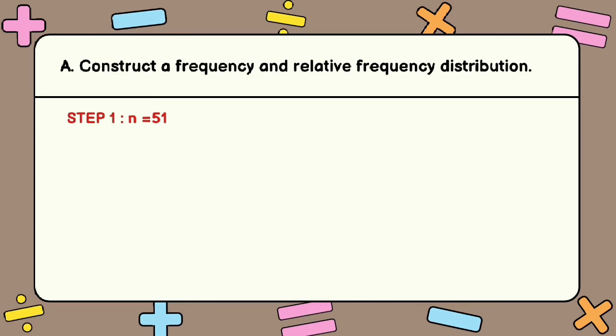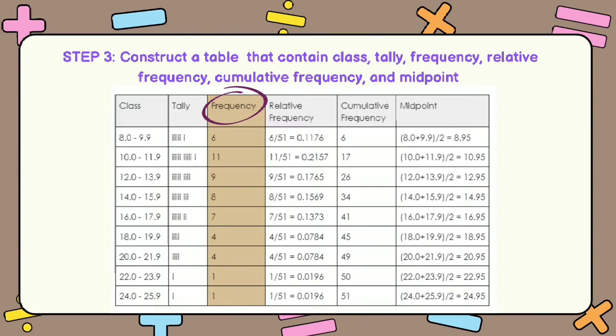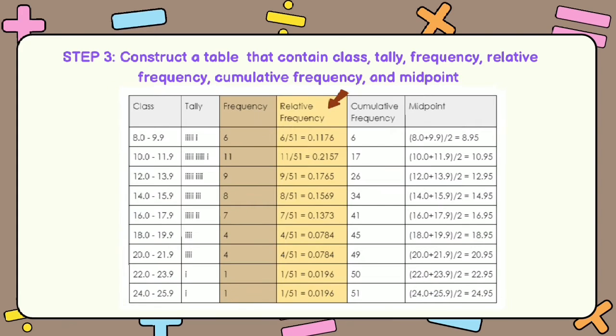Step 1, n equal to 51. Step 2. Identify the formula: relative frequency equals frequency of a particular category divided by the sum of all frequencies. Step 3. Construct a table that contains class, tally, frequency, relative frequency, cumulative frequency, and midpoint. So the frequency is shown in the table. And this is the frequency distribution using the formula frequency of a particular category divided by the sum of all frequencies.